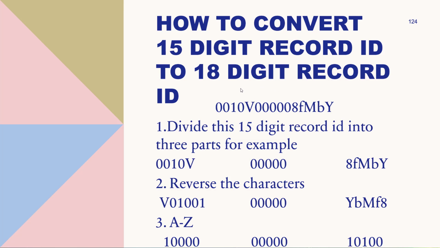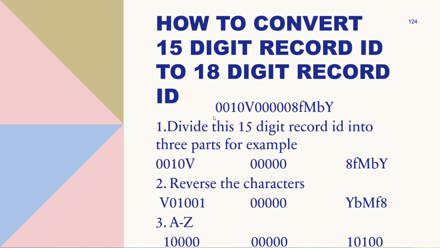Now we do the steps to convert this 15-digit record ID to an 18-digit record ID. Our 15-digit record ID is 0010V000008FMBY. The first step to convert this 15-digit record ID to an 18-digit record ID is to divide this 15-digit record ID into three parts.